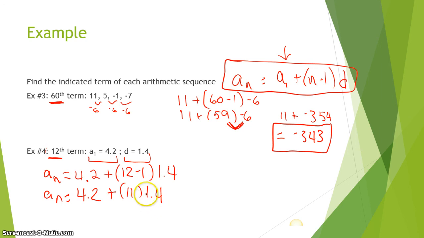Multiply 11 times 1.4 first, which is going to give me 15.4 plus my 4.2. 4.2 plus 15.4 is going to give me 19.6. So what is my 12th term going to be? What value? 19.6.